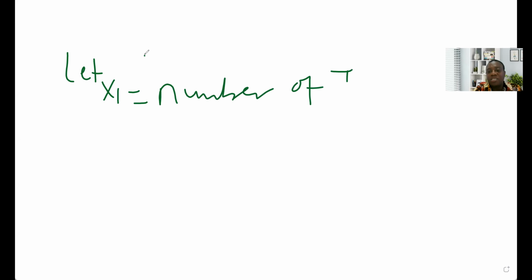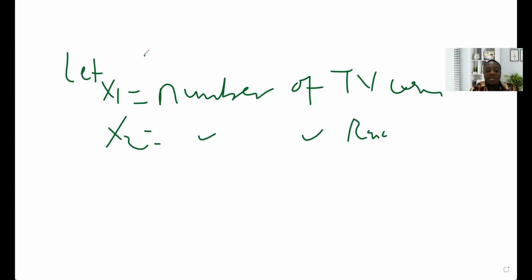You have to remember the unit of measurement. Let X1 be the number of TV commercials. How many TV? You want to have as many of them, but each one has got a budget and the number of people you're going to reach. X2 will be the number of radio commercials that you're going to have. X3 will be the number of newspaper ads that you're going to have.